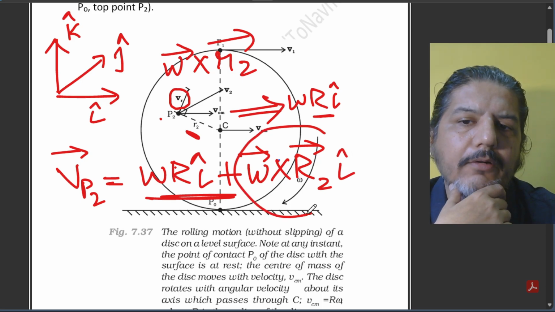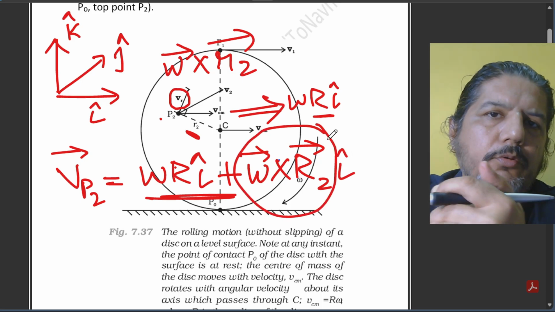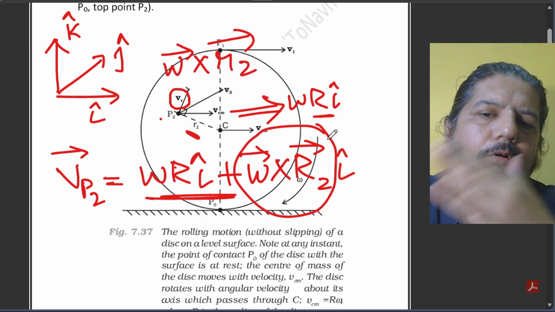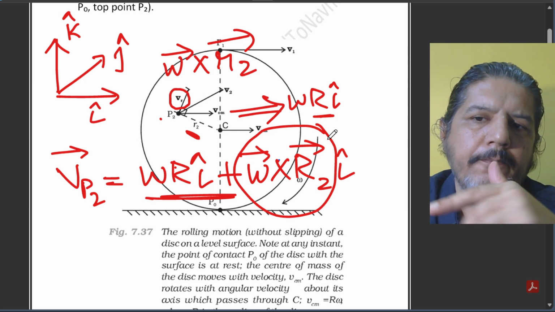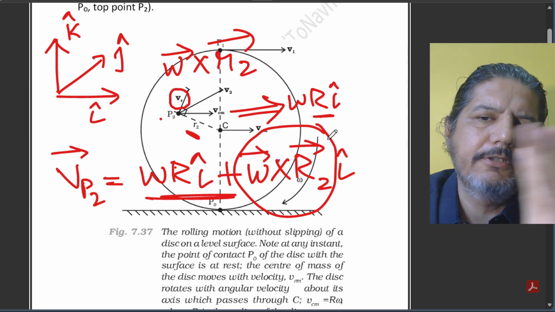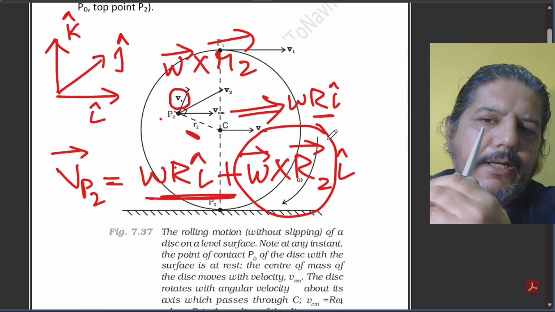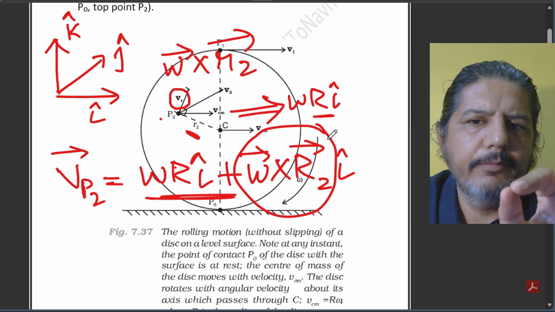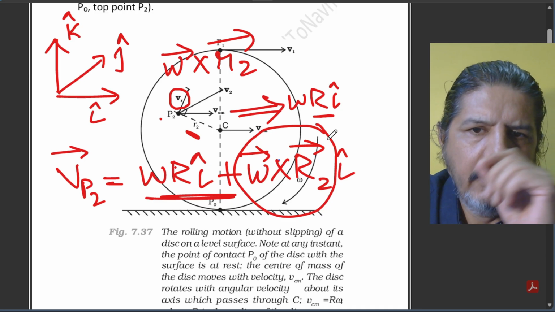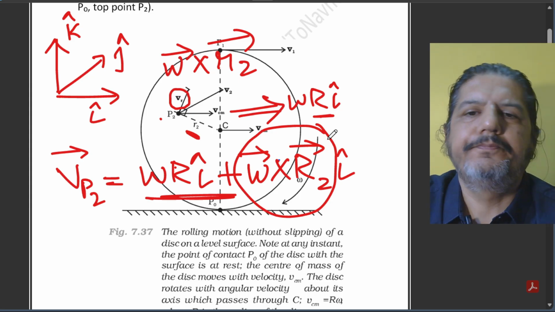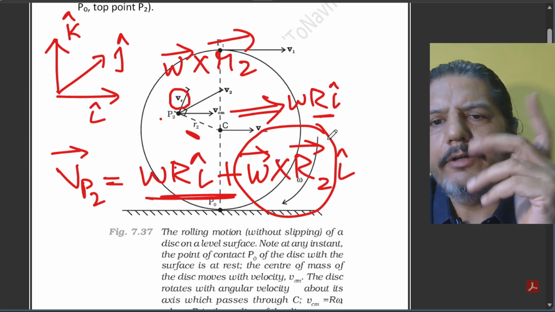But then you will have to calculate the value of omega cross R2 because it will depend upon where the position vector R2 is. The first part, the translational part, is always the same. It is omega Ri, it would always remain the same. But for the second part, the omega would be the same, but you'll have to calculate the R2. Basically, you will have to define the R2.